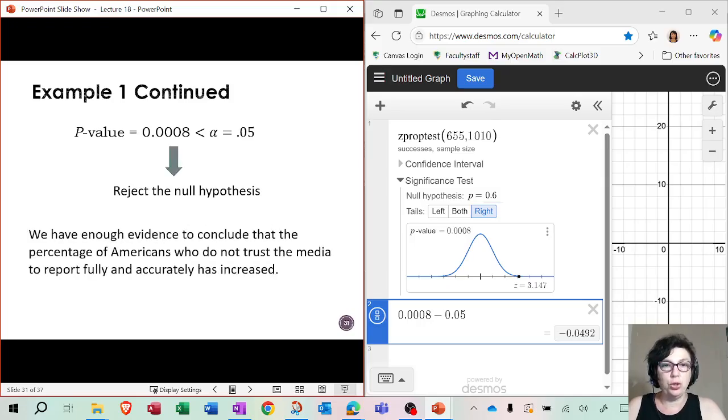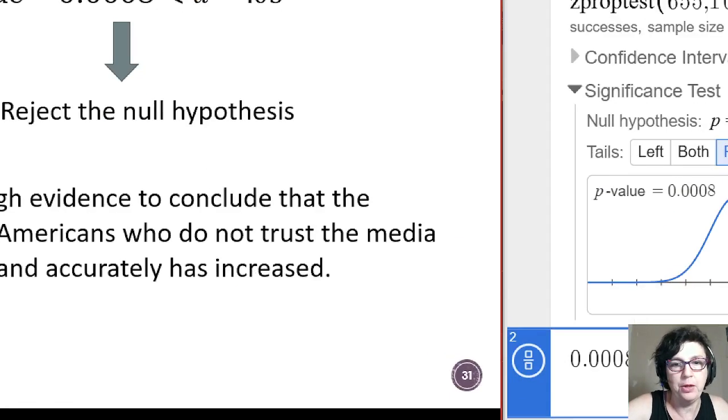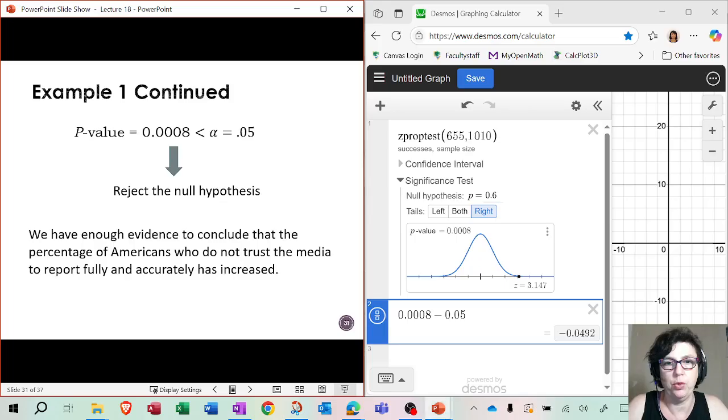Now, in the conclusion, we're going to say we have enough evidence to conclude that the percentage of Americans who do not trust the media has increased. So always in the conclusion, mirror the claim. The claim said increased. That's what you have to say also.